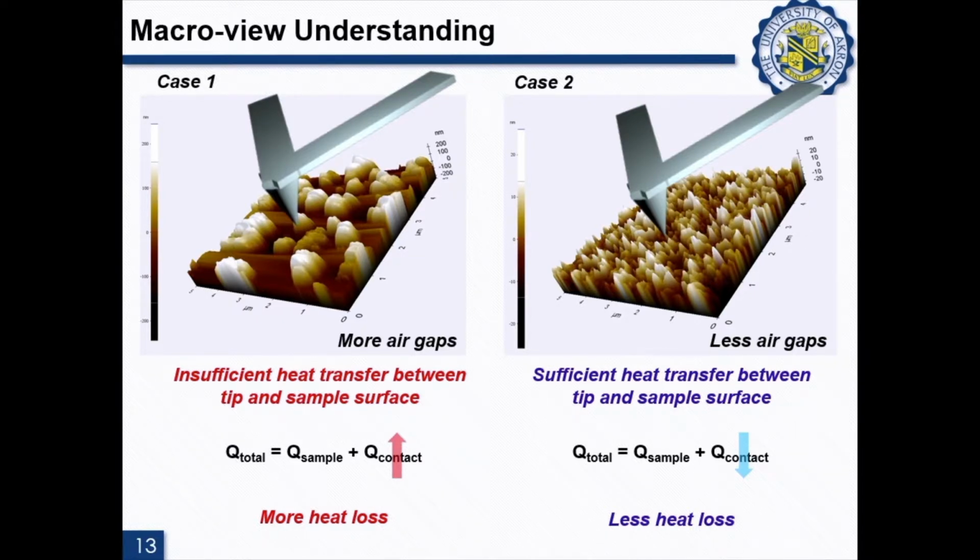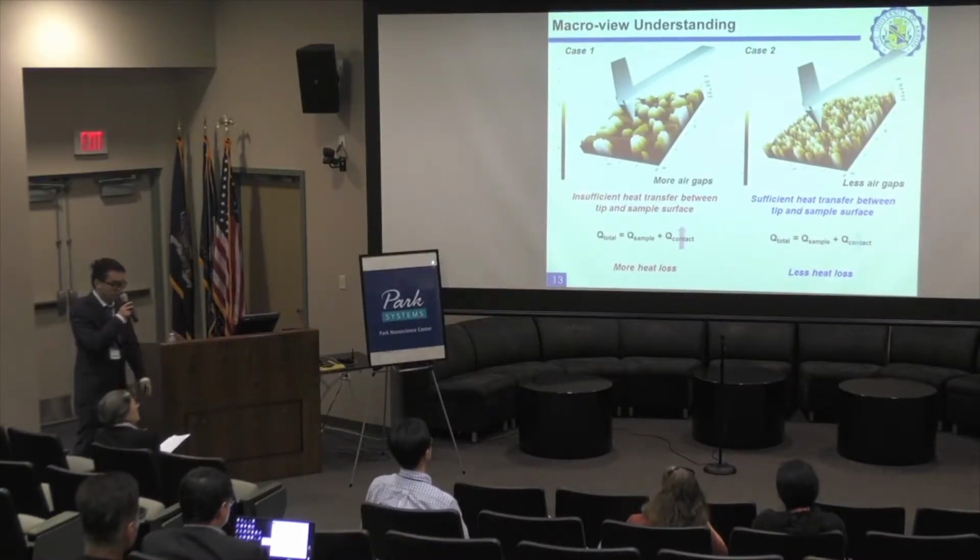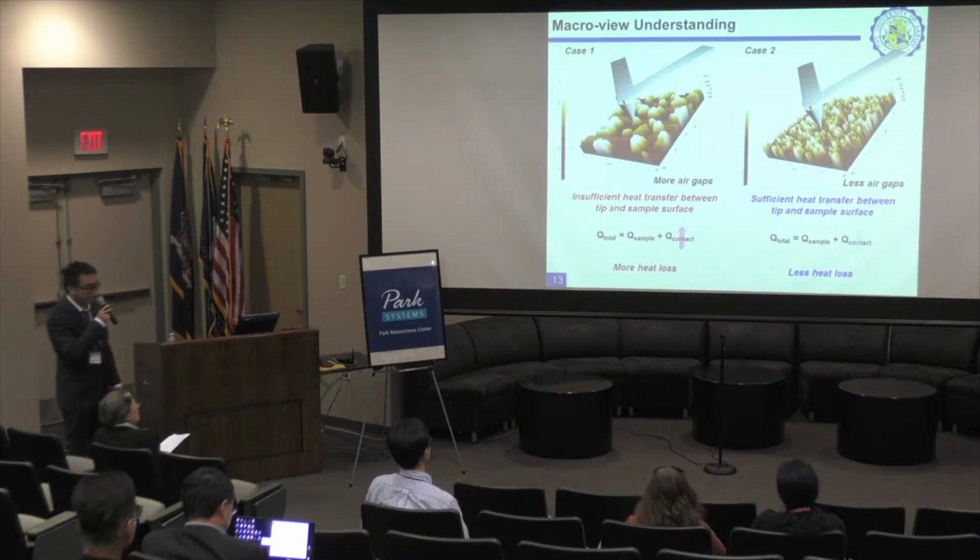So for case 1, because of the more air gaps in this contact situation, there will be insufficient heat transfer between the tip and the sample surface. According to this equation, Q total is equal to Q sample plus 2Q contact. So there will be more heat loss, and the Q contact value will increase. Compared to case 1, in case 2 there will be sufficient heat transfer between the tip and the sample surface, so there will be less heat loss. So the conclusion is that case 1 has more possibility to generate artifacts in the SThM compared to case 2. So the roughness value is very important in this measurement.